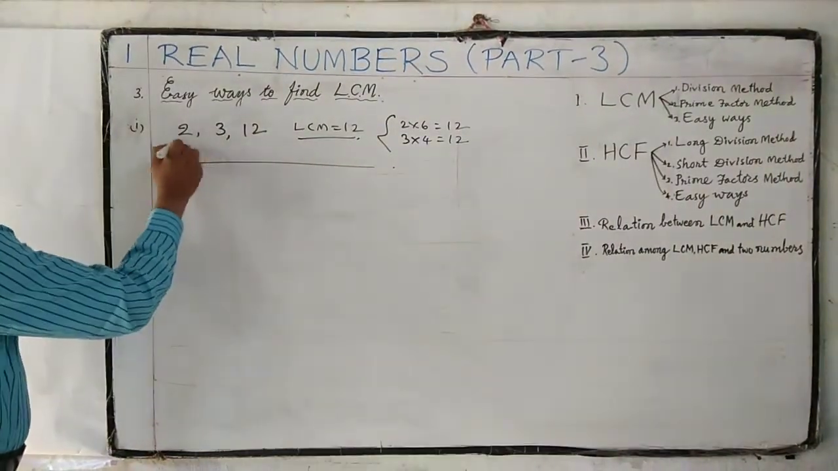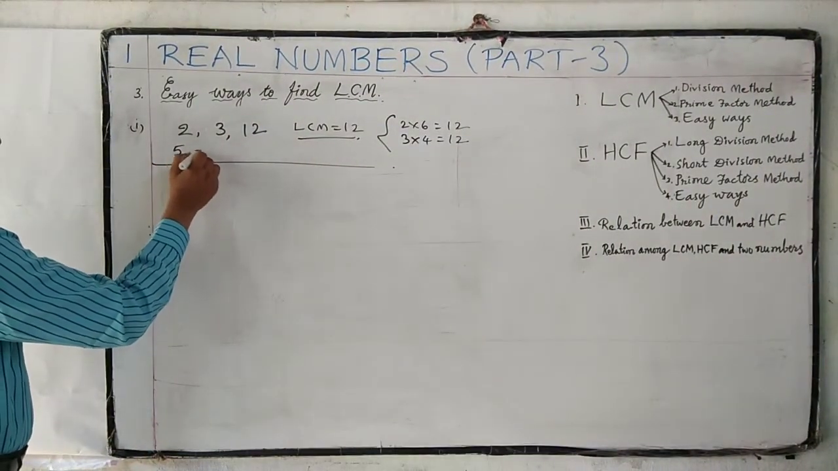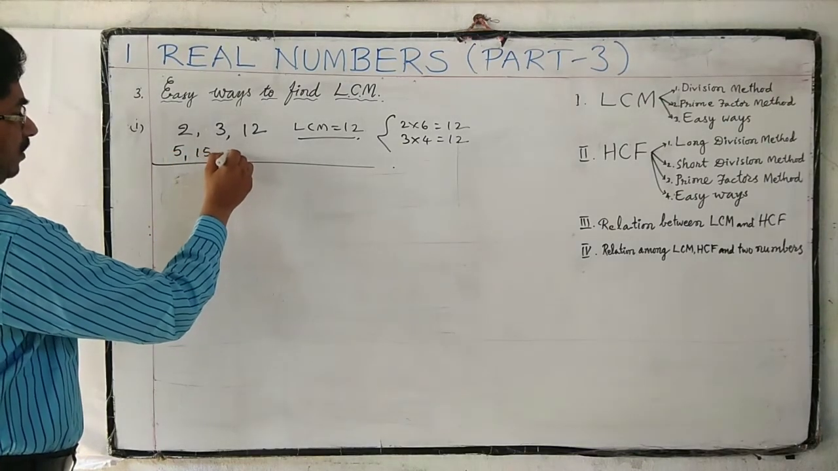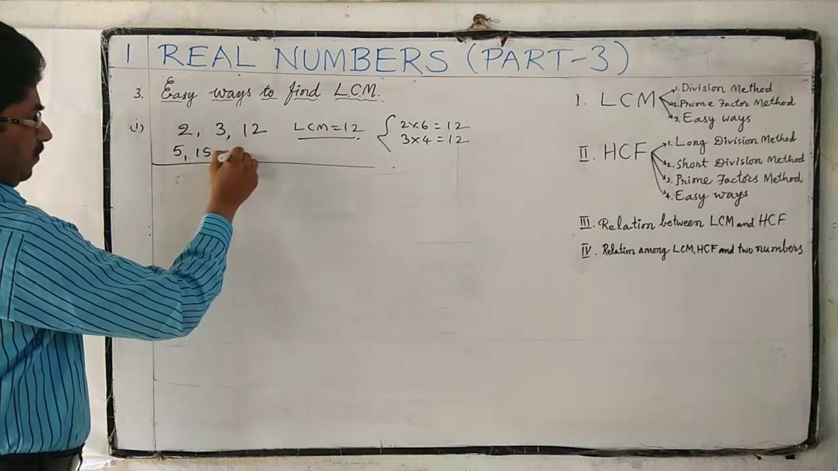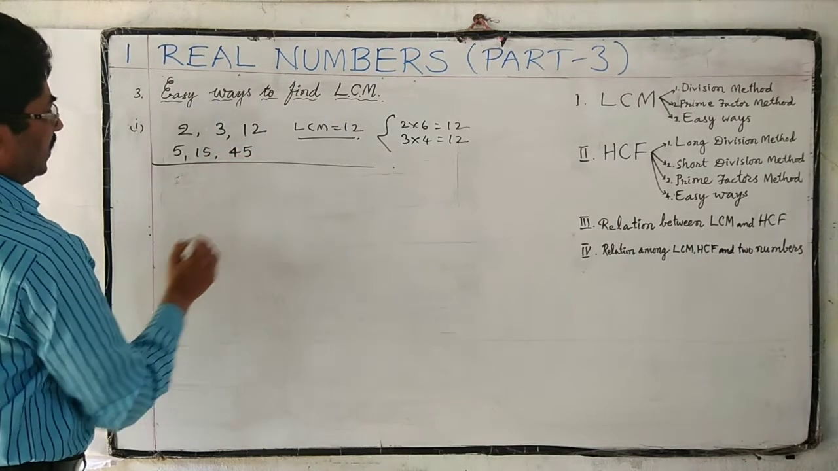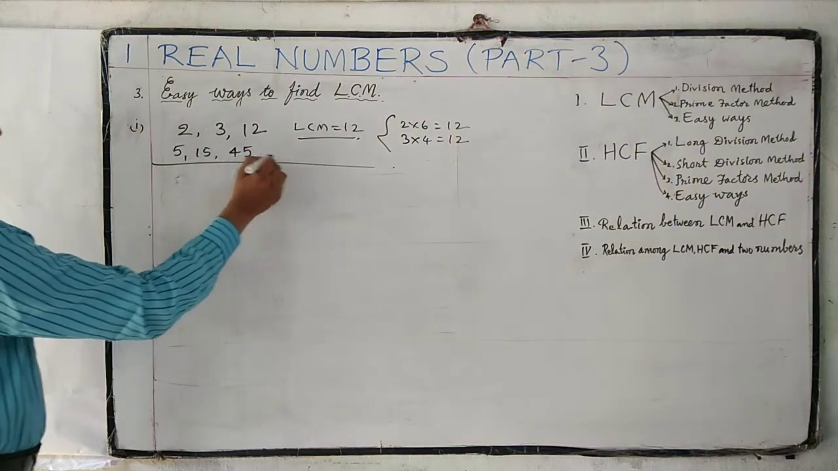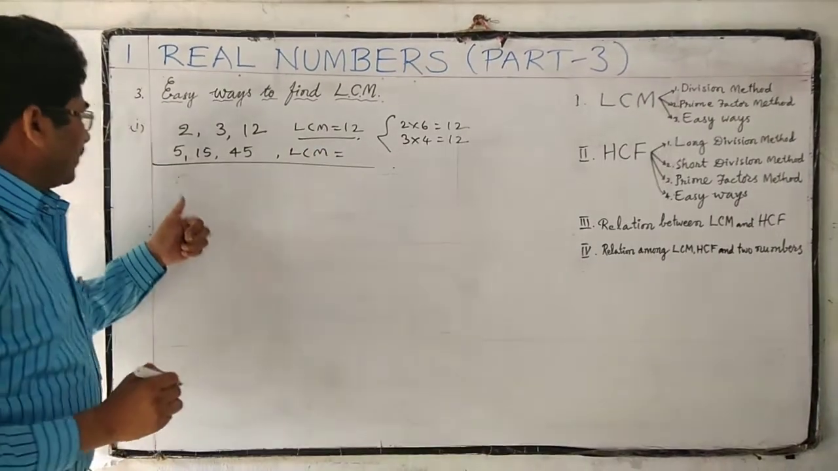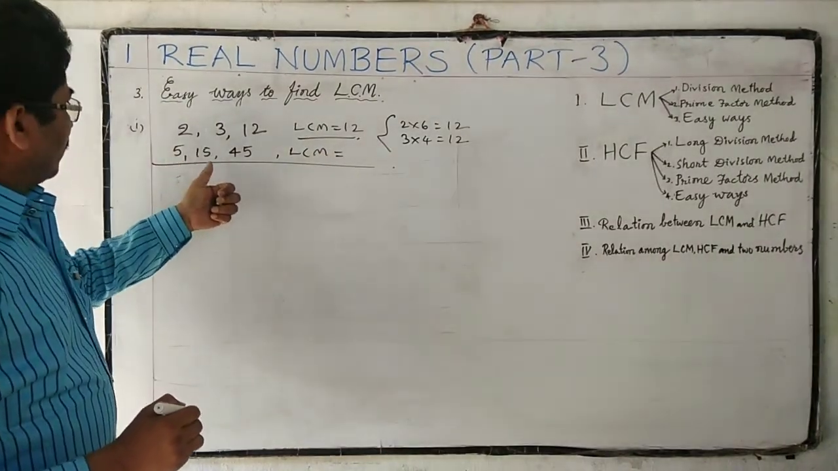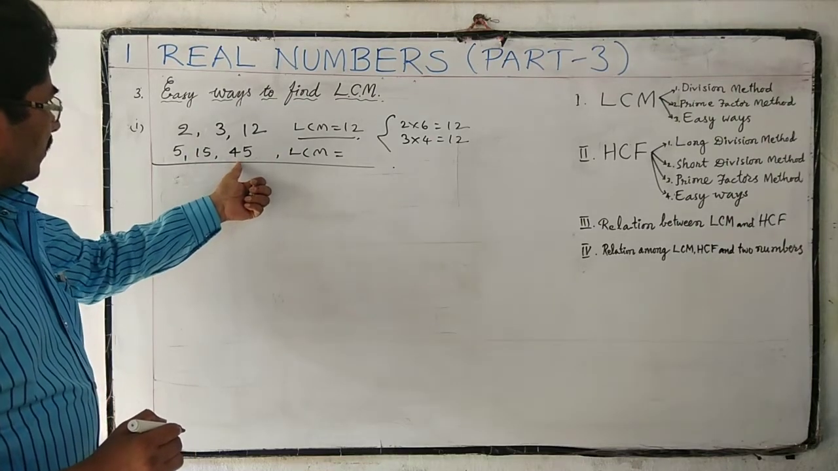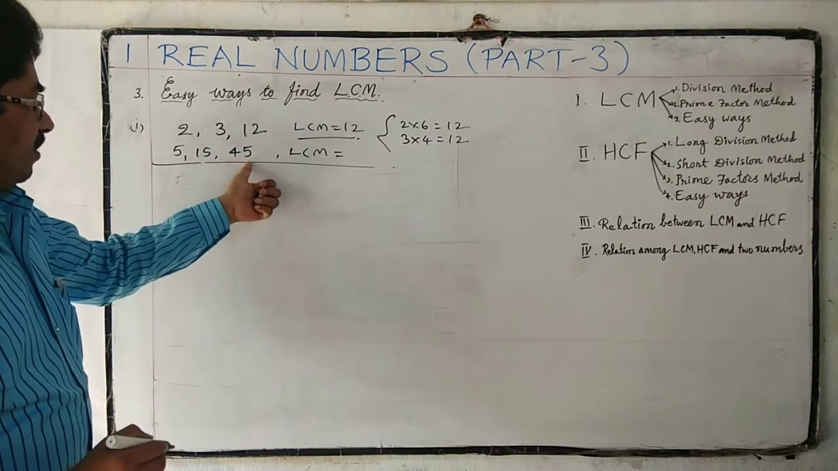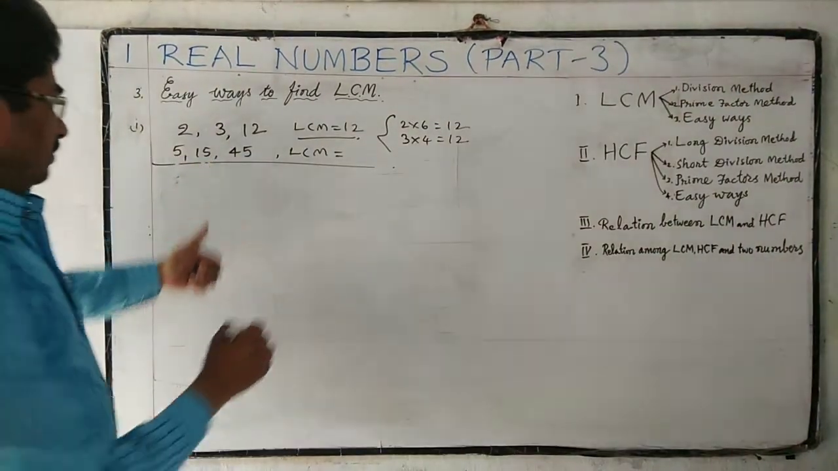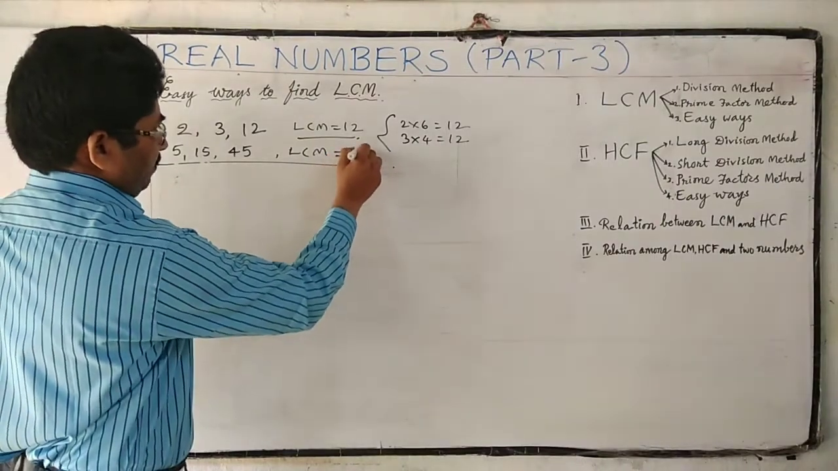Next, one more example. LCM of 5, 15, 45. 5 nines are 45, 15 threes are 45. So 45 is a multiple of 5 and 15. So the LCM is 45.